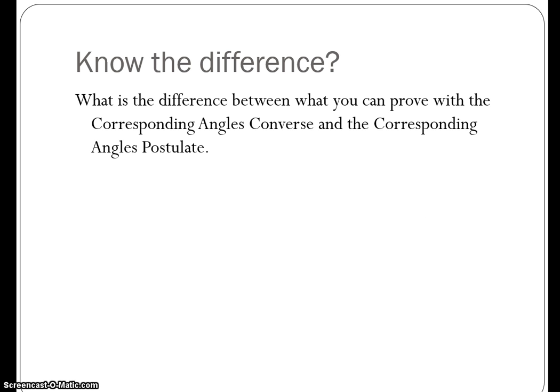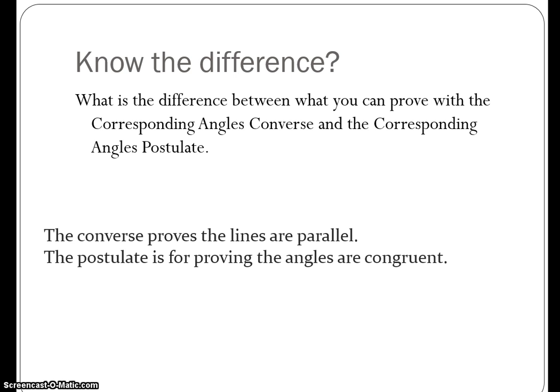So overall, what is the big difference between using the corresponding angles converse versus the corresponding angles postulate? There is a difference, okay? Make sure you have this good understanding. The converse proves lines are parallel. The postulate proves that angles are congruent.